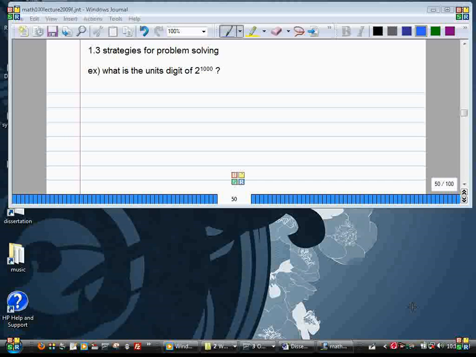Problem solving. We've done a little bit of problem solving. Now I want to talk about strategies. What is the units digit of 2 to the 1000 power?